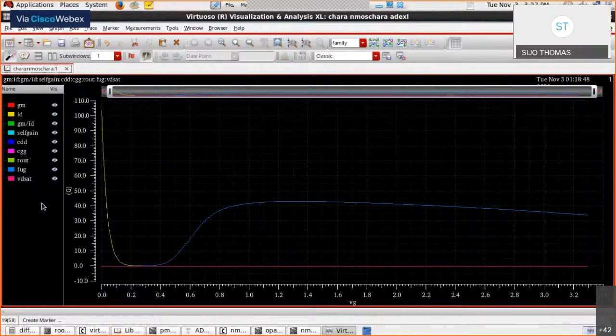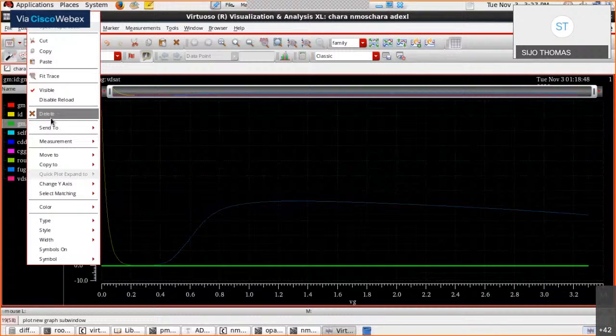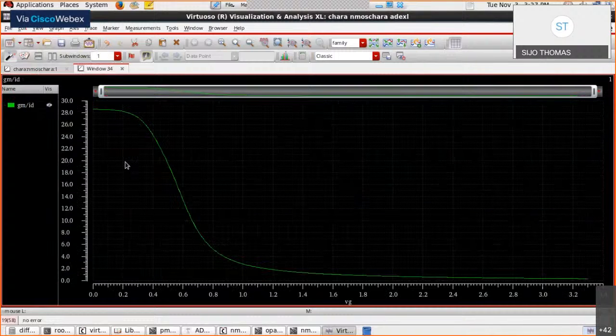So we can just see what is the current density value for a gm/ID of 12. For that we need to plot gm/ID. So can you plot gm/ID in a separate window?